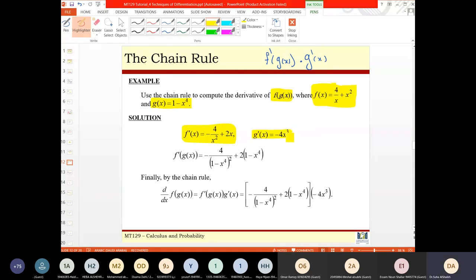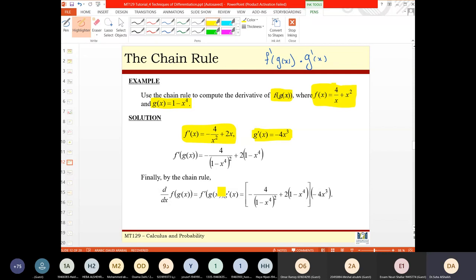We find the derivative of G. Then I put the G inside the derivative of F and multiply it by the derivative of G. This will give me the derivative of F with G inside it. Okay, so you have this rule in front of you. The rule says the derivative of a function with a function inside it is the derivative of F with G inside it, multiplied with the derivative of the function inside.